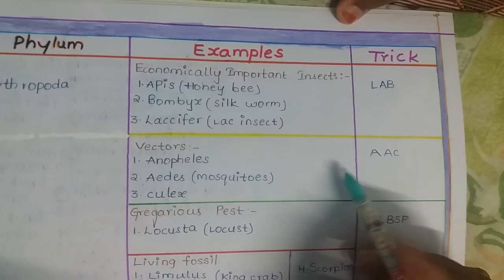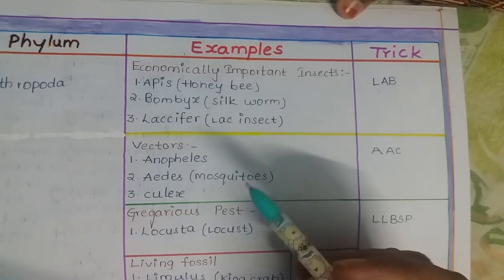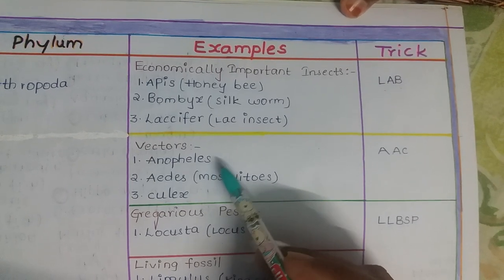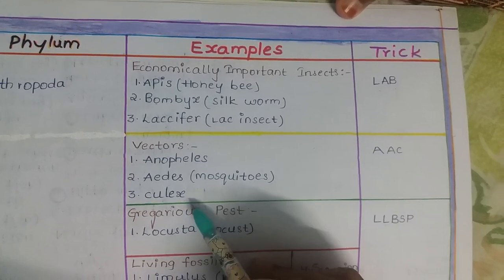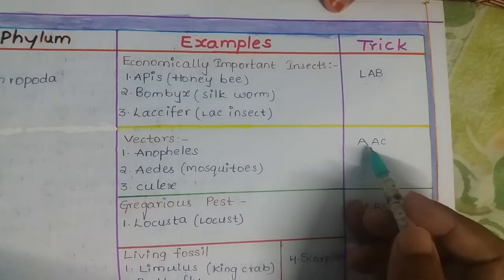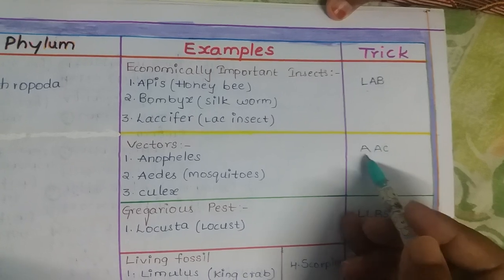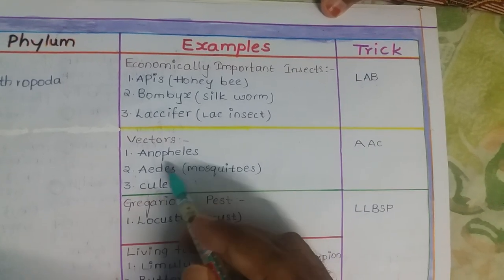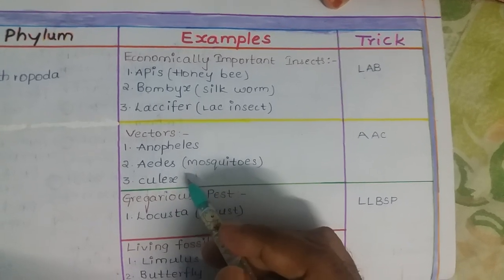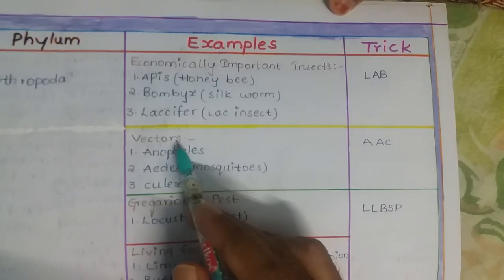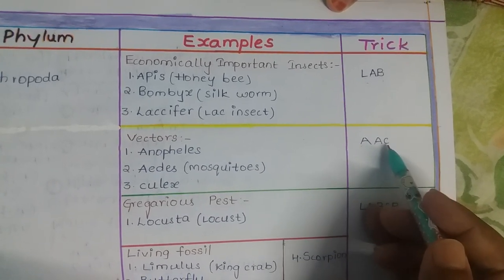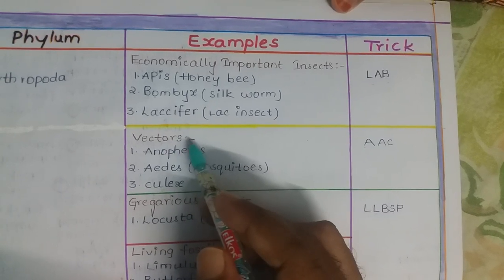Next one, vectors. Vectors are the animals which spread disease. Anopheles spreads malaria, Aedes spreads dengue fever, Culex spreads filariasis. Here the trick is AAC. Anopheles, Aedes, Culex. These all are mosquitoes which are vectors. To remember vectors: Anil is in AC room. He is teaching vectors and scalars, vectors.